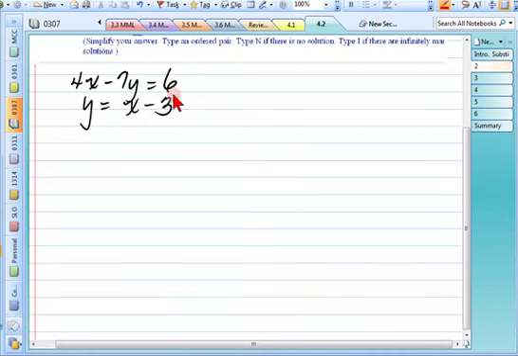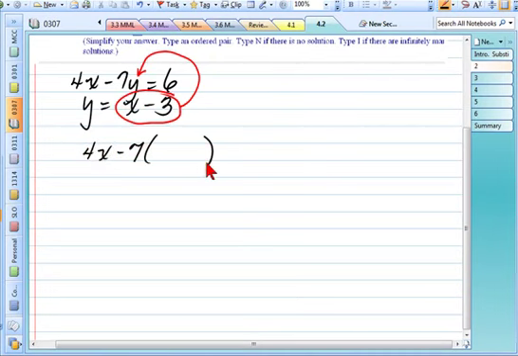So I'm going to circle this expression for y. And where am I going to send it? To the other equation in the place of y. I'm going to start it and say 4x minus 7 times, and I use parentheses. It's not going to be 7 times y, it's going to be 7 times x minus 3, and that equals 6. So I physically lift up x minus 3 and put it in the place of y. And now I have an equation in terms of x again.